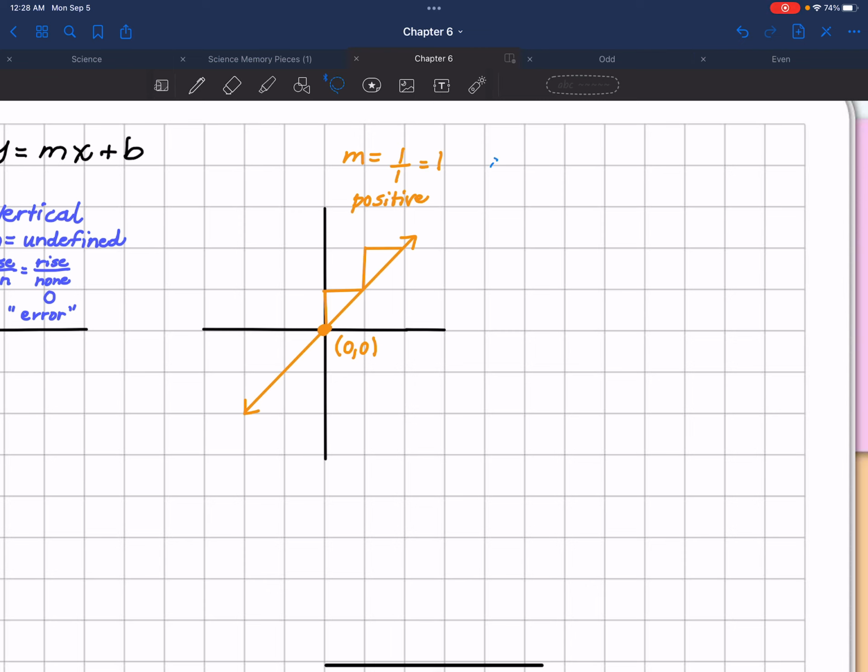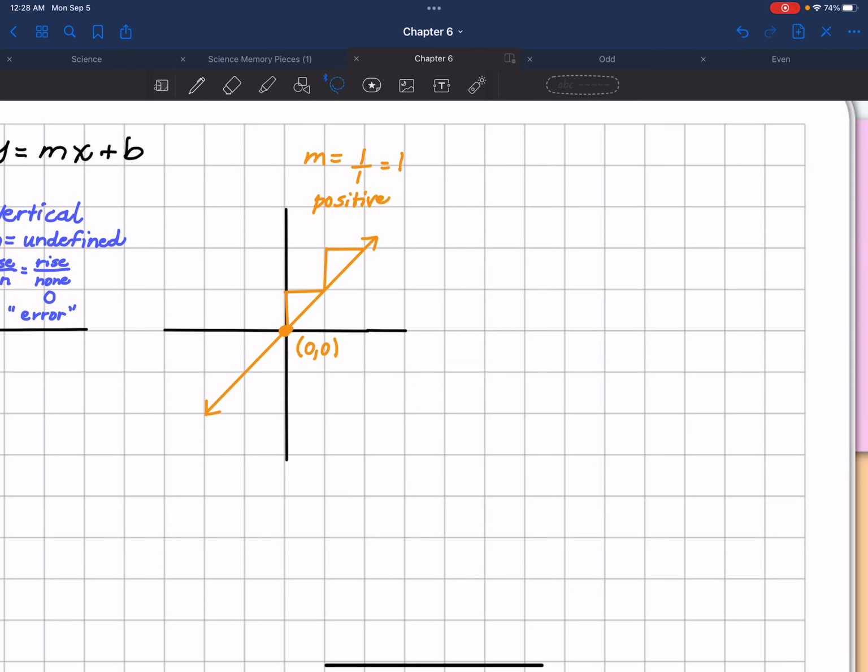And then one more. Let's put a negative slope in that passes through the origin.